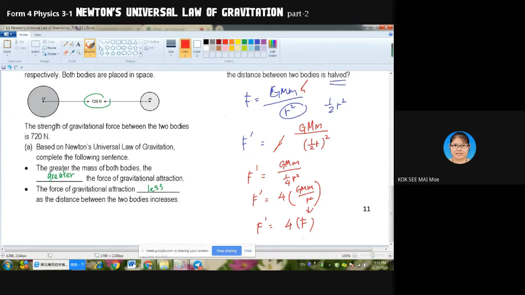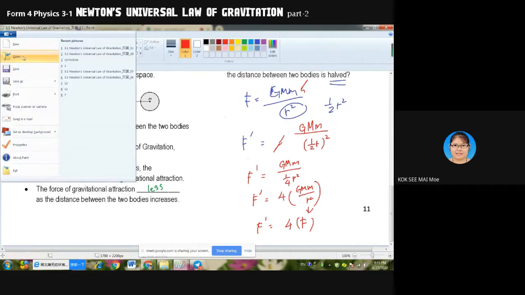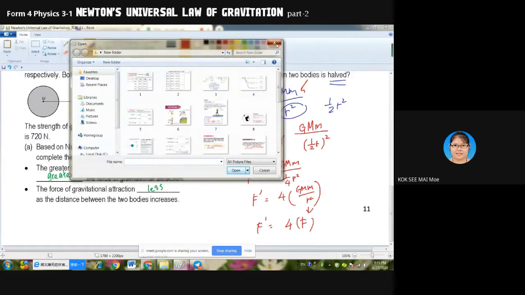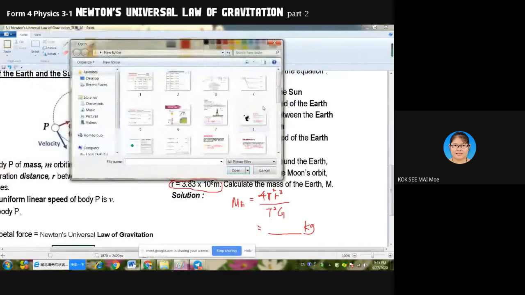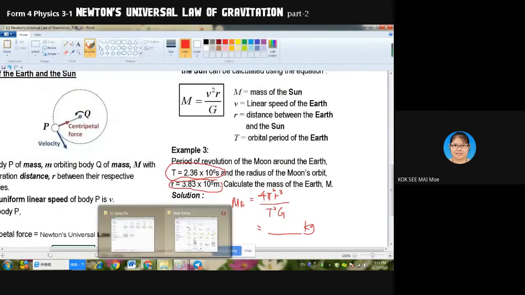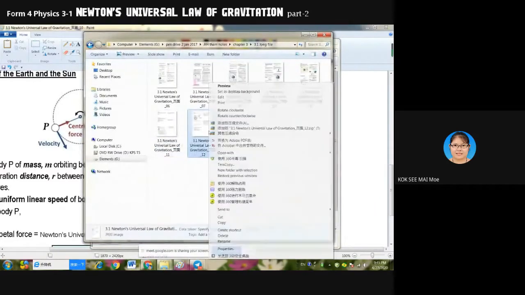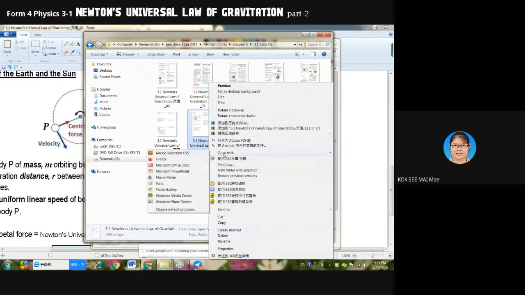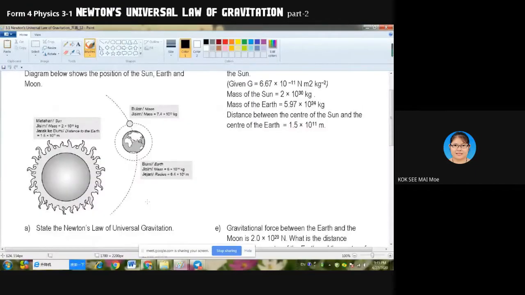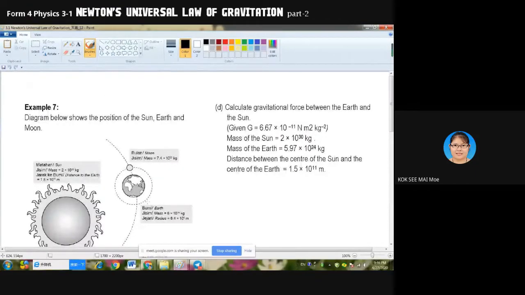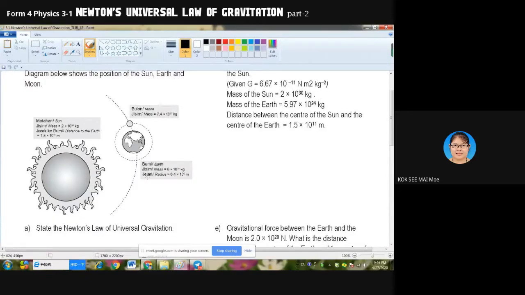Okay, now we go to the last part. That's the 7. Okay, let's see the 7. We still got 15 minutes. Okay, we go to the 7. This one. 7 here, the last one. Okay, 7. The diagram below shows the position of the Earth and also the Sun and also the Moon. Okay, they give you the mass already for everyone.